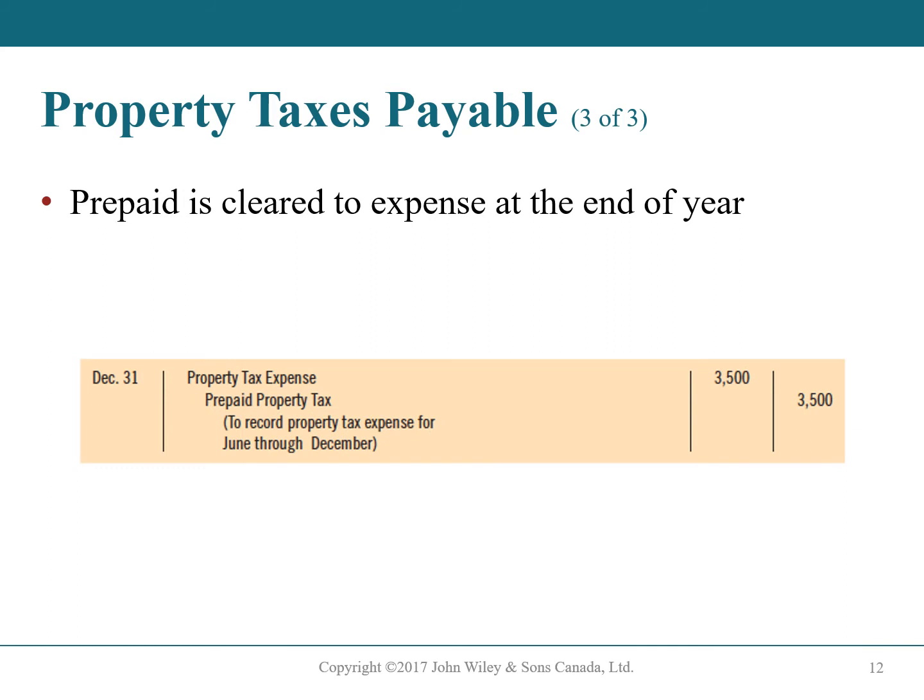At the end of the year, we clear our prepaid property taxes. So as in this example, on December 31st, the prepaid property tax that we paid back in May for June to December, we will debit our property tax expense of $3,500 and credit our prepaid property tax for $3,500 to clear the account.